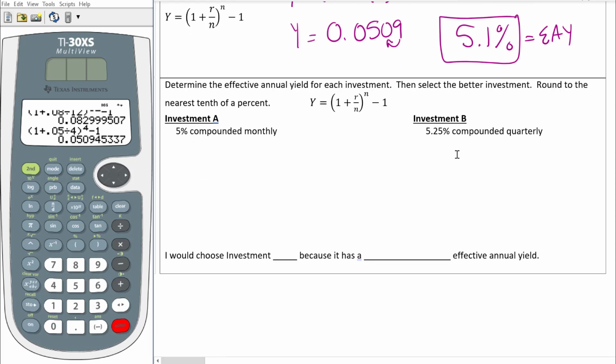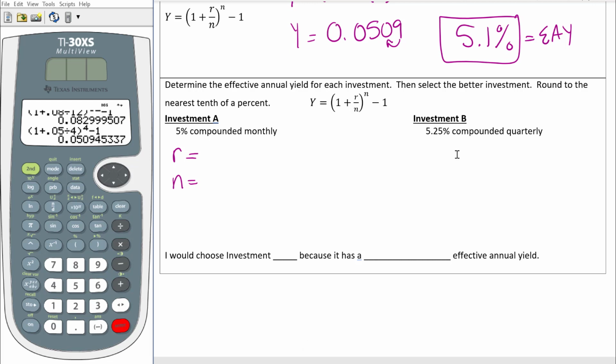So the real reason why this is helpful is if you're comparing two investments. Let's say we are trying to find the annual yield for each of these investments and then select the better investment. If you need to, round to the nearest tenth of a percent. So investment A, I don't even need to know how much money you're investing. I don't need to know how much you want at the end. I don't need to know the A or the P at all. All I really need is the r and the n. I don't need to know how long you're going to be investing either.